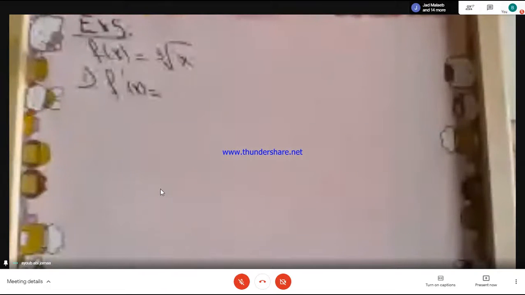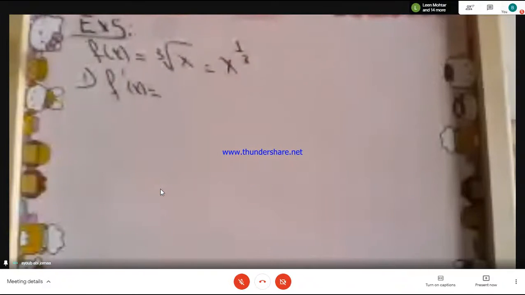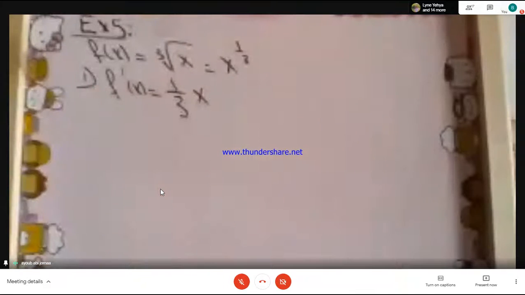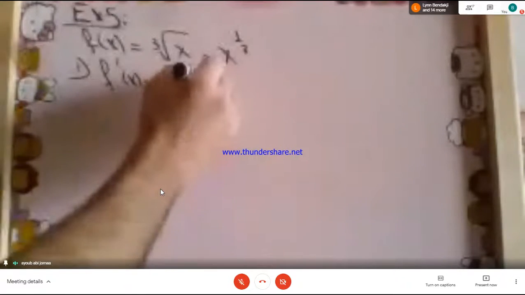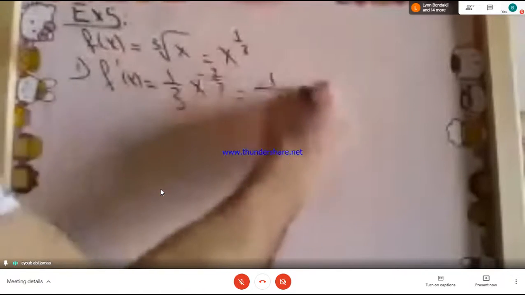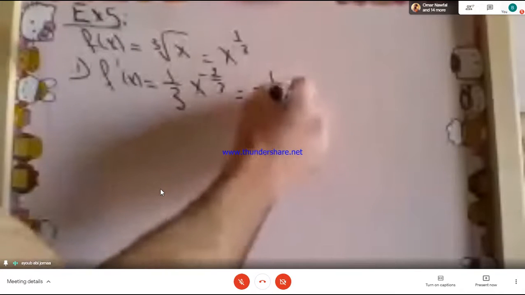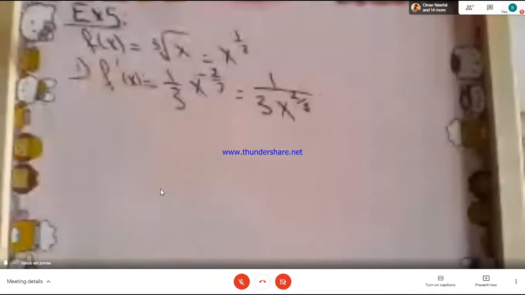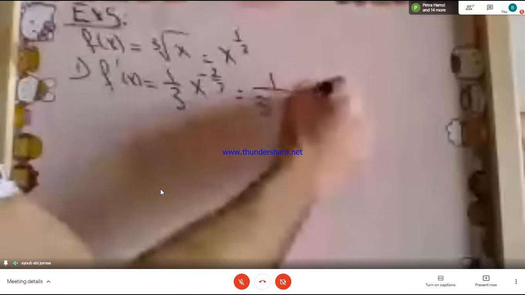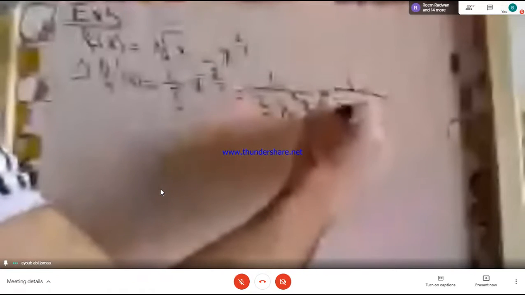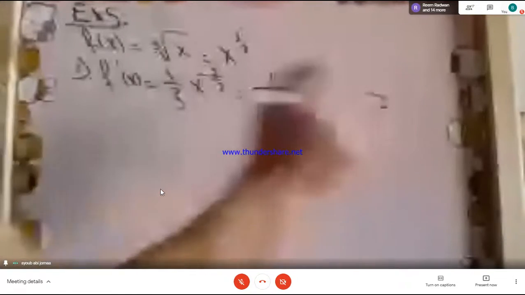The cubic root of x means power 1 over 3. Good. Here f of x is equal to x to the power 1 over 3. To find its derivative, 1 over 3 x to the power, subtract 1, 1 over 3 minus 1, negative 2 over 3, which is equal to 1 over 3 x to the power negative 2 over 3, meaning it goes down to the denominator. If you want to write it you can stop at this point, but I will continue with a small step and you can write it 1 over 3 cubic root of x squared. That's it.